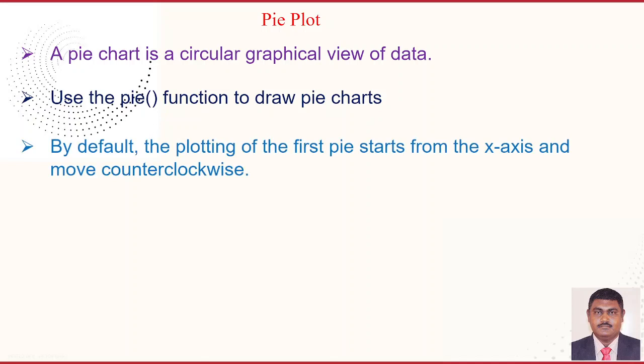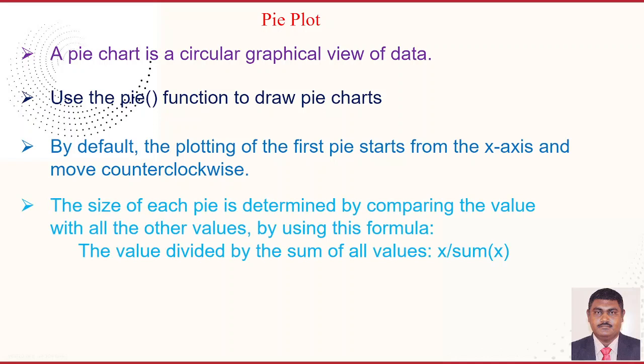By default, the plotting of the first pie starts from the x-axis and moves counterclockwise, anti-clockwise direction. The size of each pie is determined by comparing the value with all the other values, using this formula: the value divided by the sum of all the values. So based on how many values are given, the size of the pie chart will be generated.